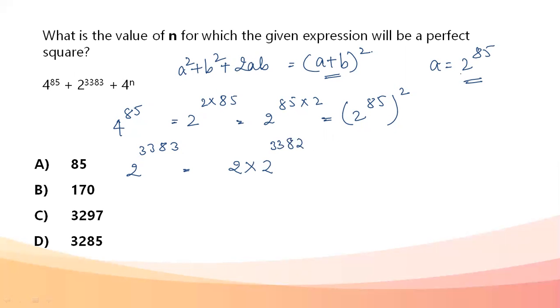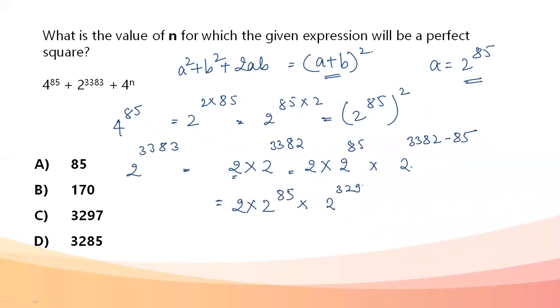again, I know a is already 2 raised to power 85. So from here, I will take out 2. This is for 2ab, 2 into a. a is 2 raised to power 85. Remaining is 2 raised to power 3382 minus 85. So this will become 2 into 2 raised to power 85 into 2 raised to power 3297. Now, this is the format of 2ab.